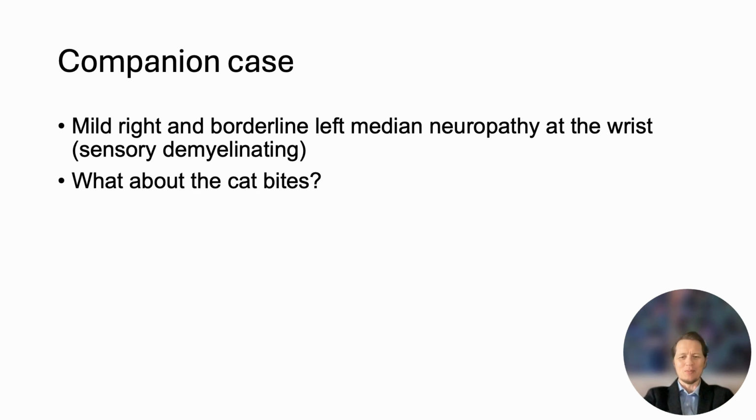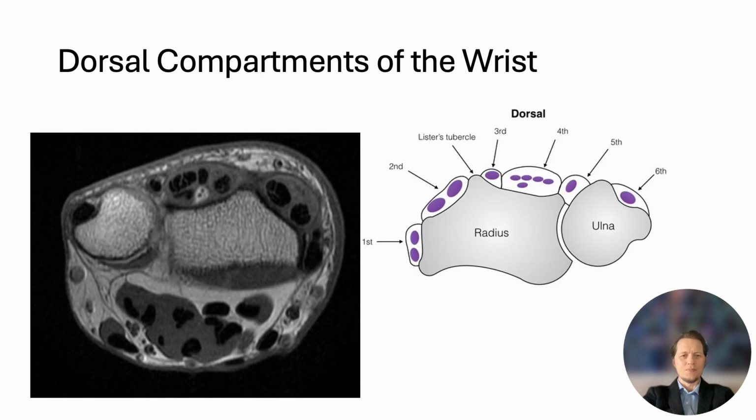We're not going to end with just a boring case of carpal tunnel. We want to know about these cat bites. So here we go, MRI. This is the patient. Axial view, dorsal compartments of the wrist. This is a mirror image. Sorry it wasn't really flipped, otherwise all the wording would flip here.